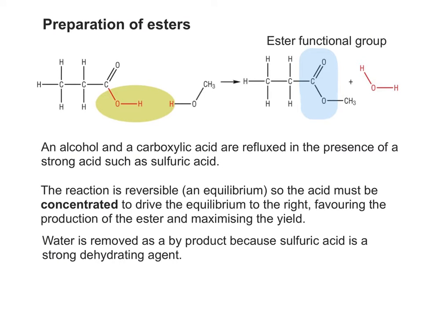Highlighted in blue is the ester functional group, and highlighted in green is the source of the water molecule that's produced as a side product. So some of the water comes from the carboxylic acid, some of the water comes from the alcohol. And it's also important to remember that the acid also has a role of catalyst. The exact mechanism through which it does this is rather complicated, so it's not included in your A-level syllabus. But an understanding, or at least an appreciation, of the fact that the acid catalyzes the reaction is important.